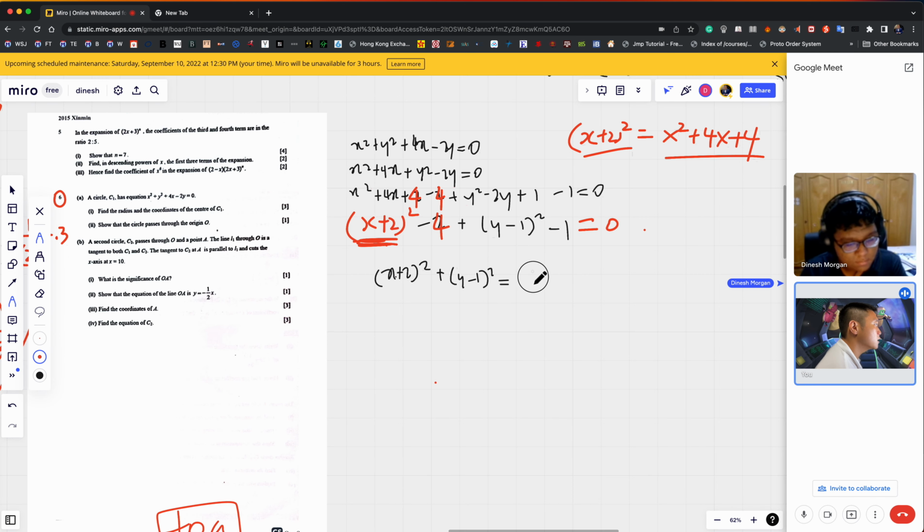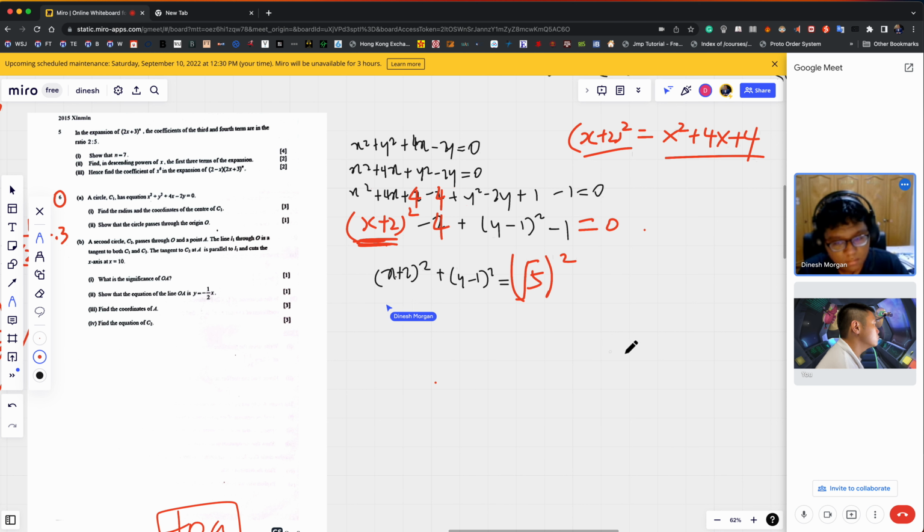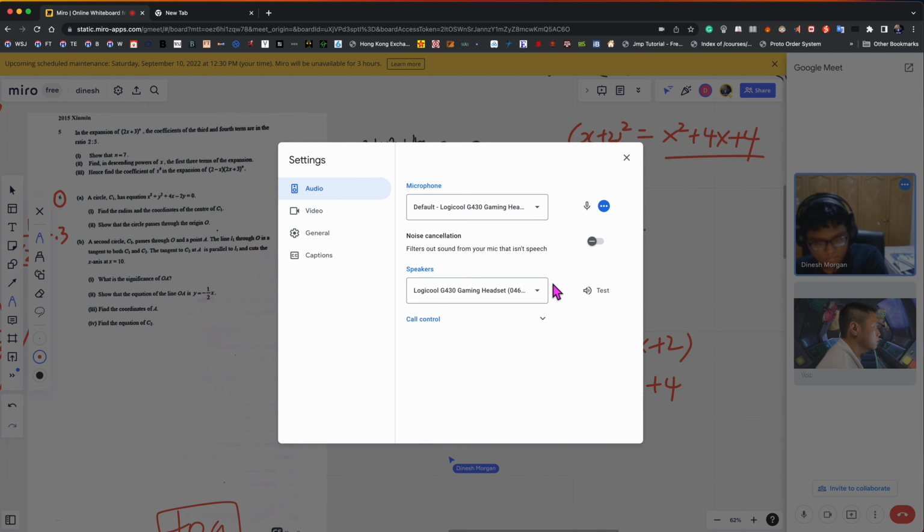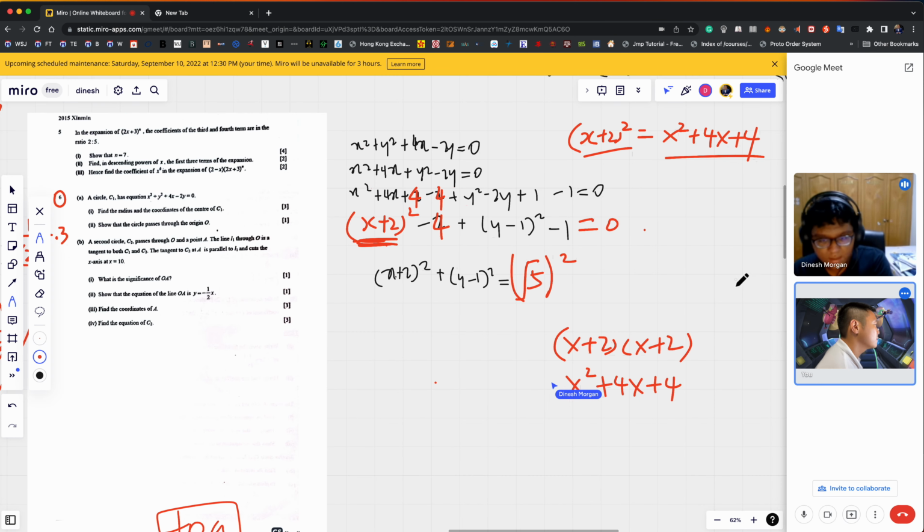Okay, good. So in fact, it should be square root 5. Just now I asked you to expand and prove. What have you done? It should be 4x plus 4, right? What have you done just now? I didn't multiply the 2 by 2.